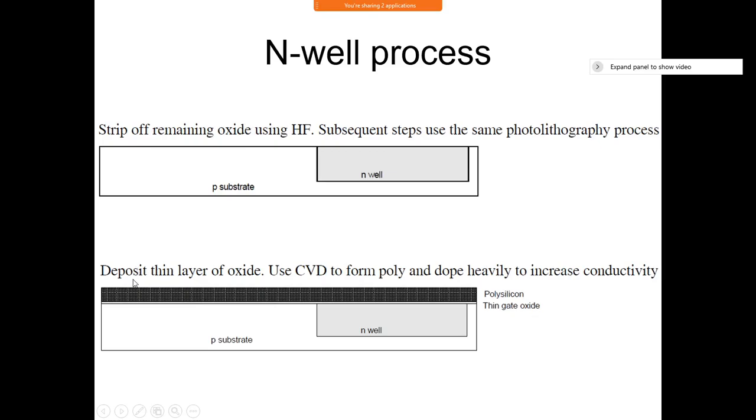Can you see now? Deposit a thin layer of oxide, use CVD to form poly and dope heavily to increase the conductivity. Can you understand this entire sentence? There is a thin gate oxide and there is a polysilicon deposited one over the other, and they also say dope heavily to increase the conductivity. Actually, the thick oxide is removed. Am I correct? Yes, sir. Thin oxide is grown.